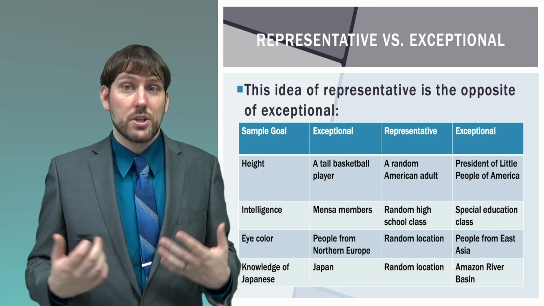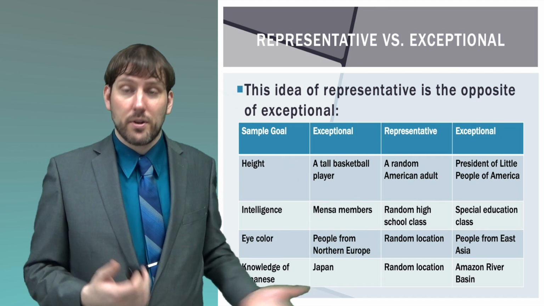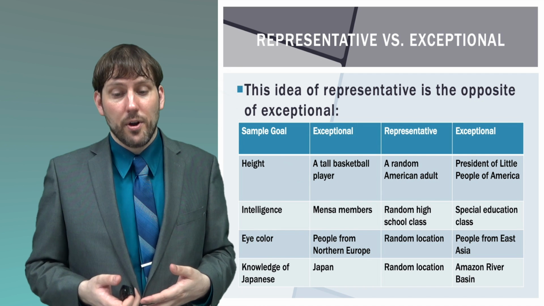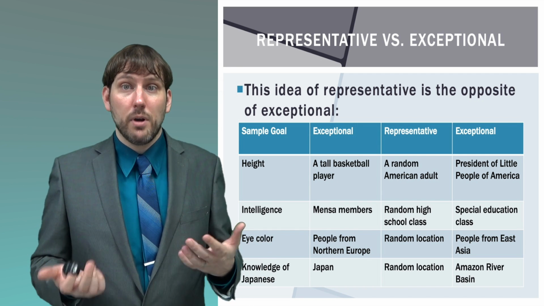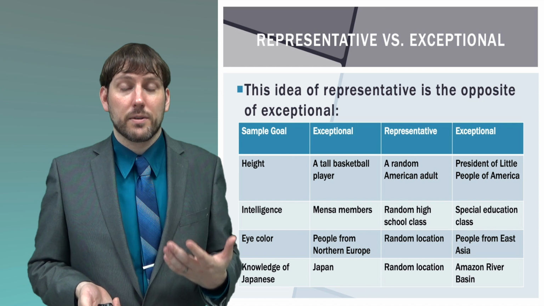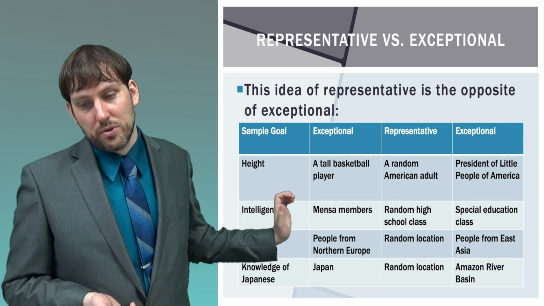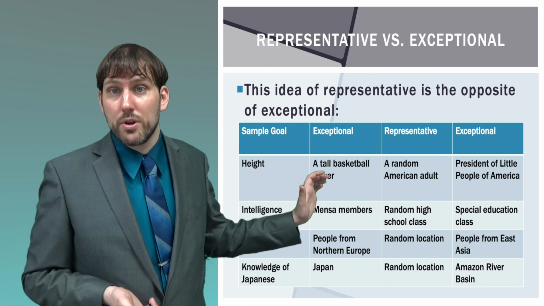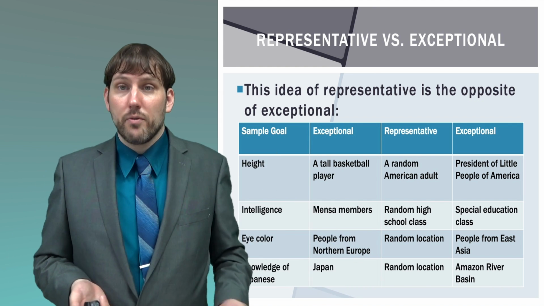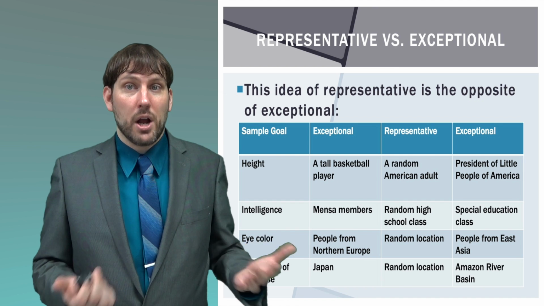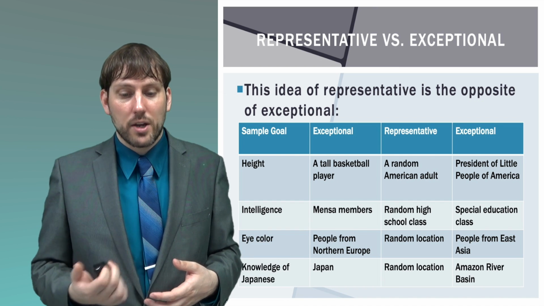And possibly a special education class is the opposite side. So a random high school is a much better place to go. Eye color. So blue eye color is something that is specific to Northern Europe. So if we go to Northern Europe, we're going to get something that's exceptional. If we go somewhere random on the planet, we should get something average. If we go to East Asia, almost everyone has brown eyes, so this is also a bad location choice.